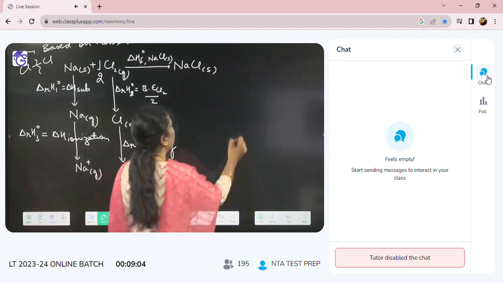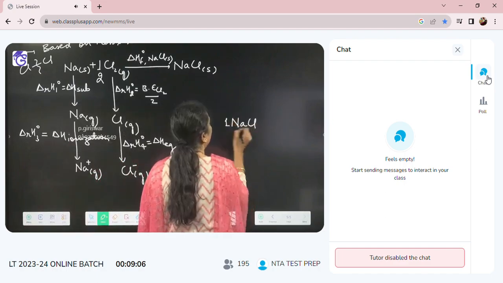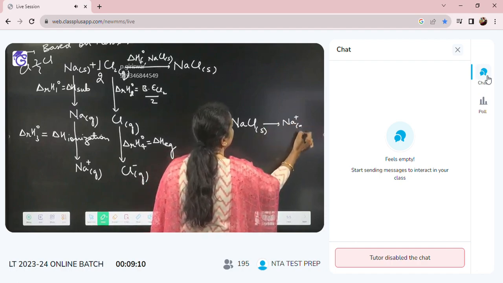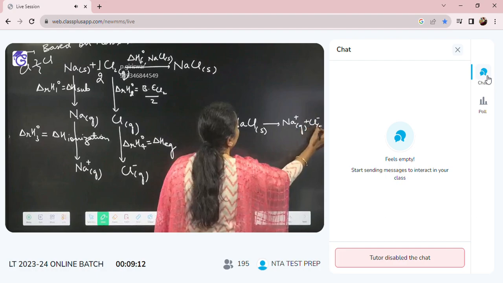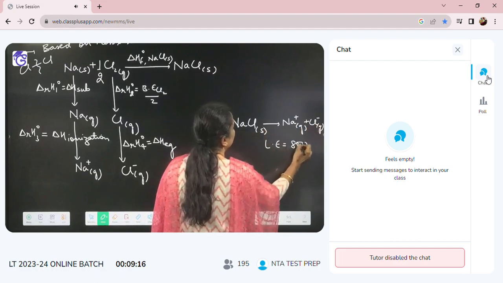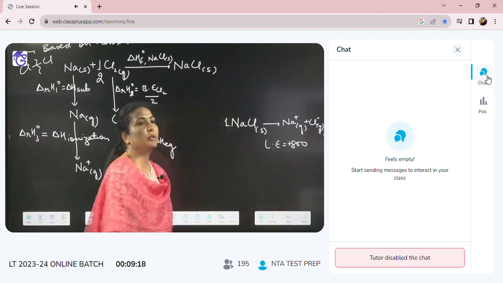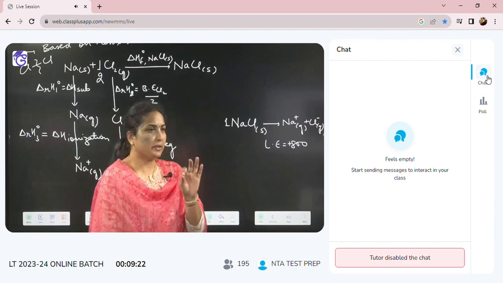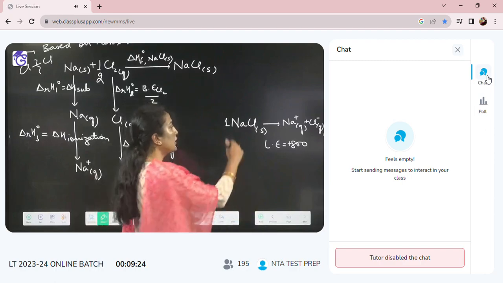Now, do you remember, if I have 1 mole of an ionic compound and I break it into its constituent gaseous ions, the energy required or the enthalpy change is known as lattice enthalpy, right? So the energy required to break 1 mole of ionic solid into its gaseous ions is basically lattice enthalpy. So energy is required there.